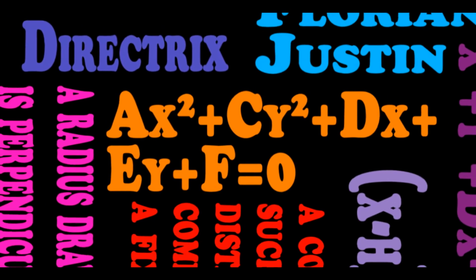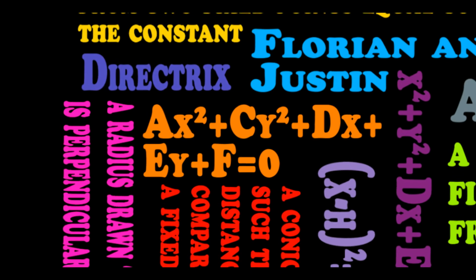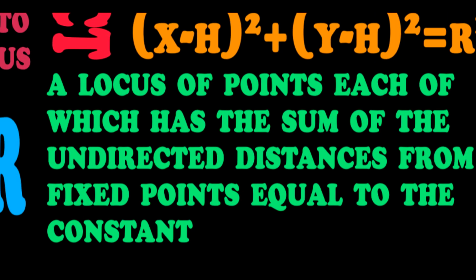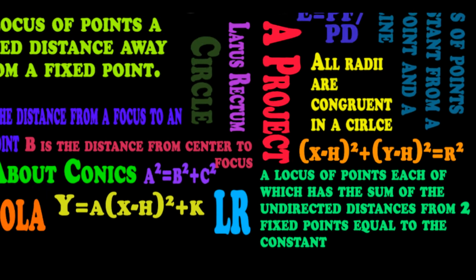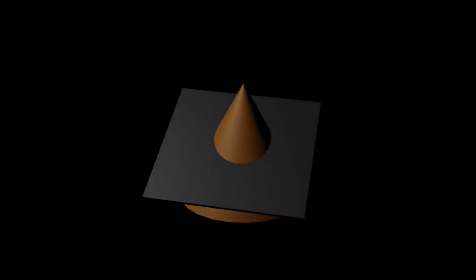The equation in standard form for an ellipse is ax² + cy² + dx + ey + f = 0. An ellipse is a locus of points, each of which has a sum of the undirected distances from two fixed points equal to a constant. If you cut a cone at an angle, the cross-section created is an ellipse.